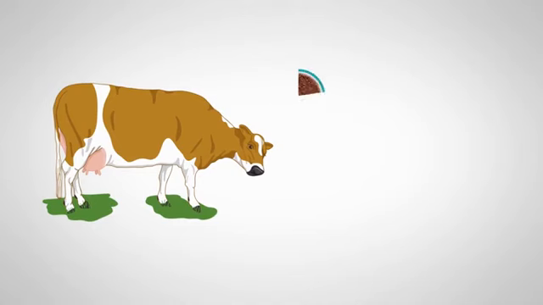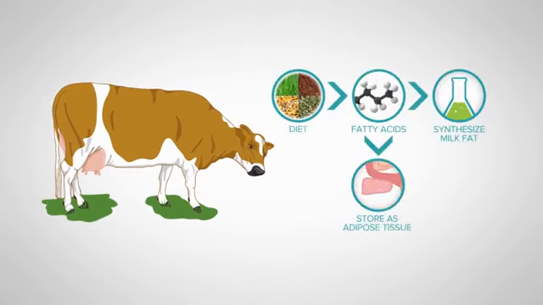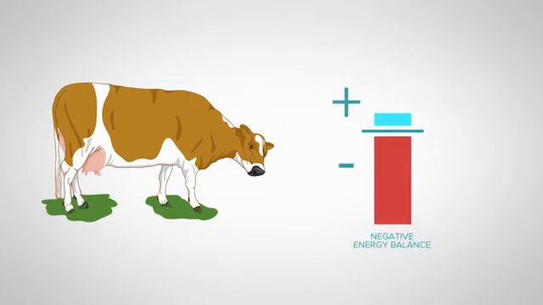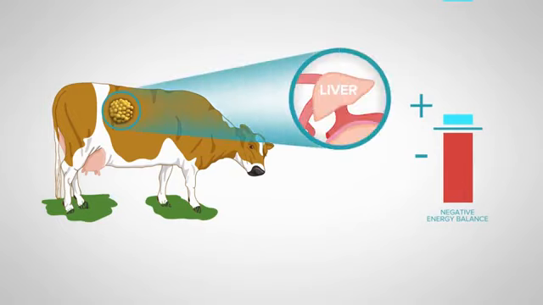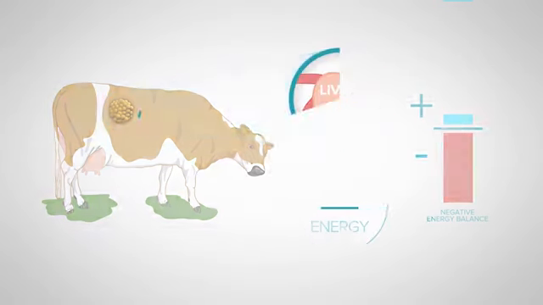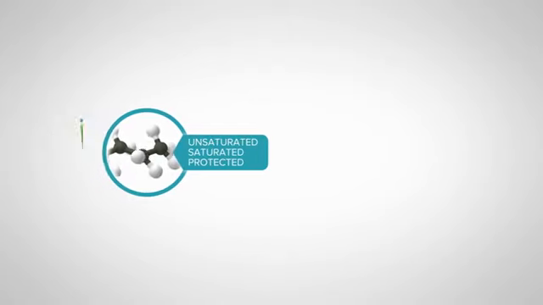So in summary, the dairy cow can use fatty acids from the diet to synthesize milk fat or to store as adipose tissue for later use. If she is in a negative energy balance, she can mobilize her own body stores and use this body fat to generate energy in the liver. In the dairy cow's diet, the fatty acids can be unsaturated, saturated, or protected.